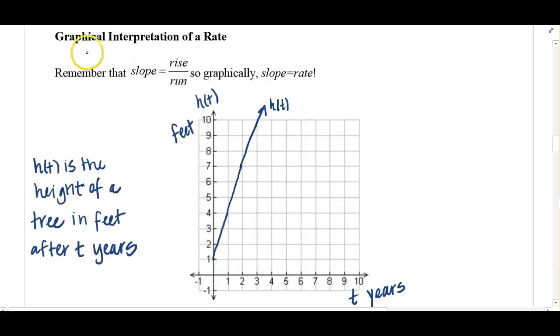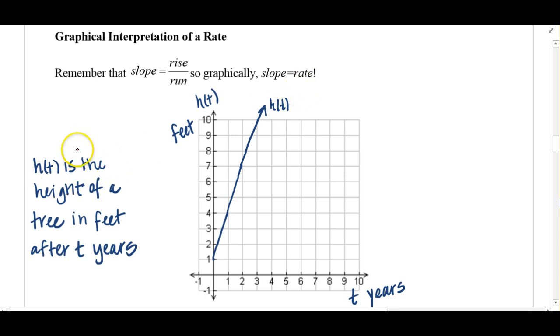Let's move on to understanding the graphical interpretation of a rate. So we're going to start with something that should be familiar to you, the notion that slope is equivalent to rise over run. And then I want you to remember that we just defined a rate as a ratio of two different quantities. So here, rise over run looks like a fraction or a ratio. So graphically, I want us to think of a slope as a rate. So let's go ahead and take a look at this particular example.